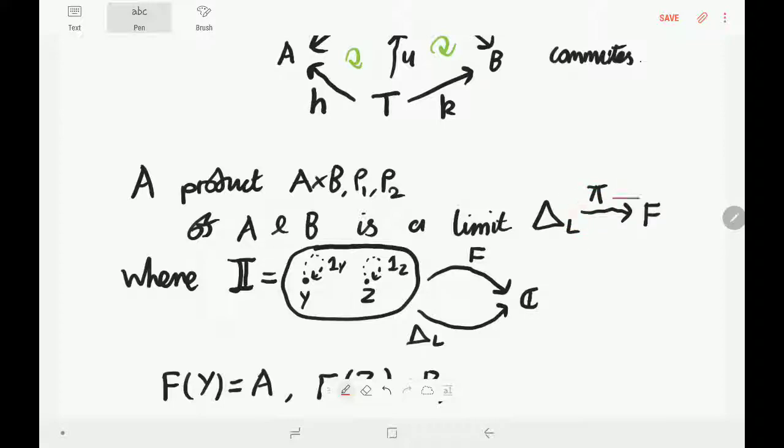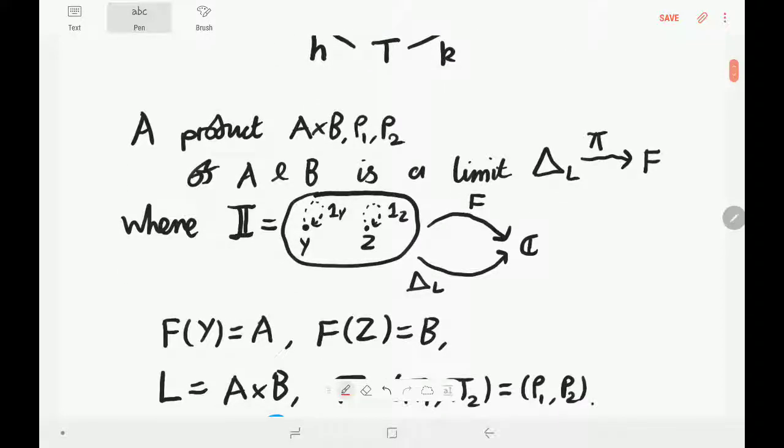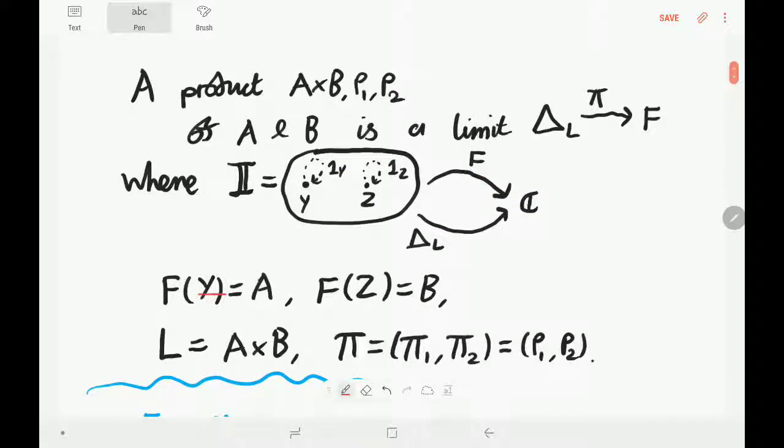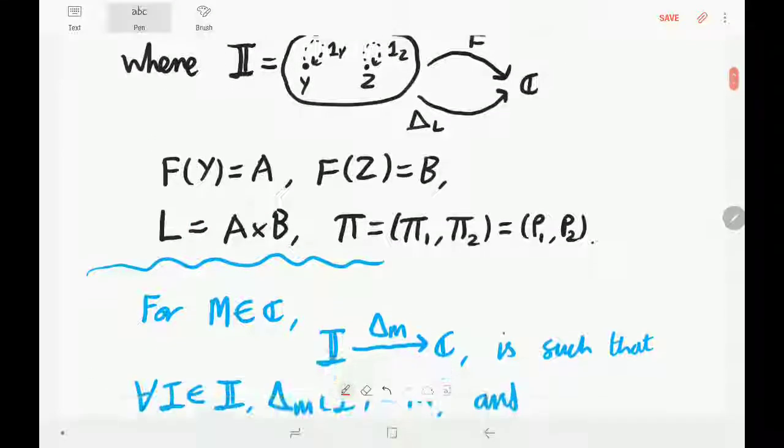So what's going on here? Well, we have this index category I, which is a category with two objects, which we'll call Y and Z, and only identity arrows. Now, we have a functor F from I to C, and it sends Y to A and Z to B, let's say. So it picks out these objects A and B. I'll say what delta is in a minute.